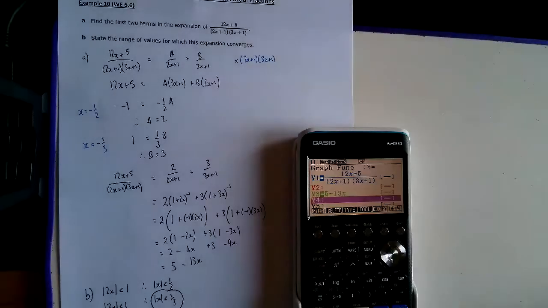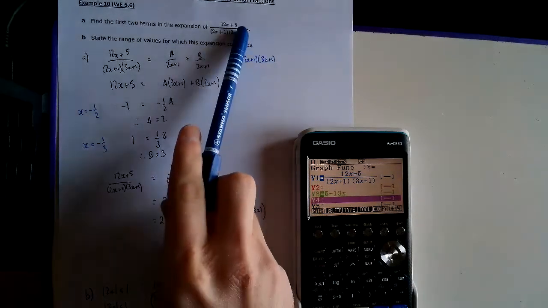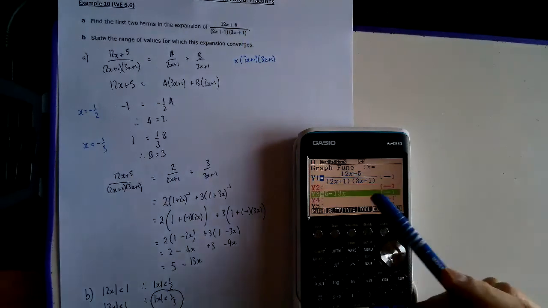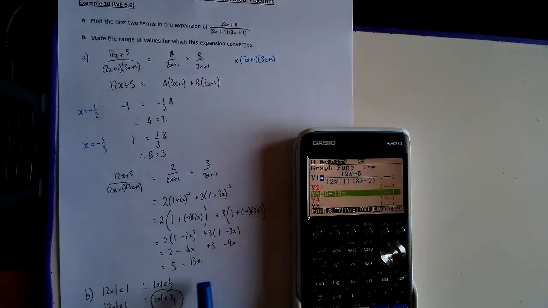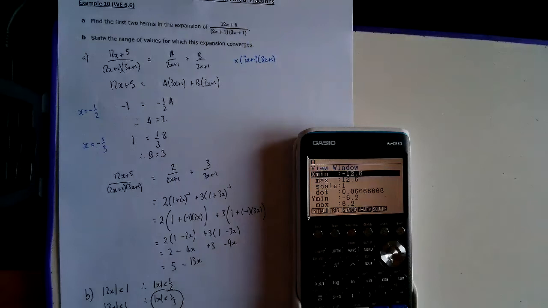Okay, just to show you the power of this, I've typed into my graph my original function, and I've also typed in, in green for some reason, the second one as my approximation. So 5 take away 13x, and I'm going to draw it, and I'm going to change my window to the numbers I just said. So minus a third to a third.